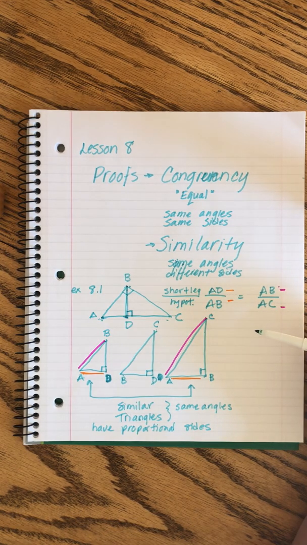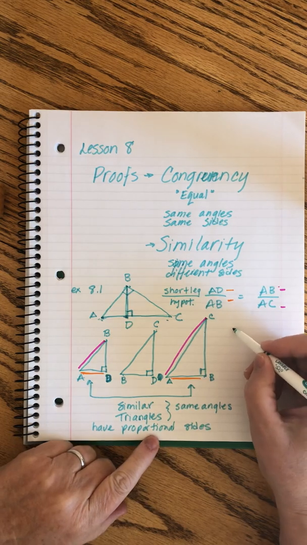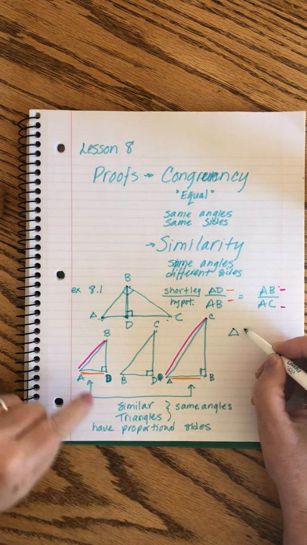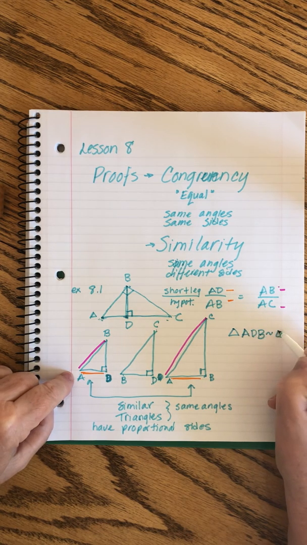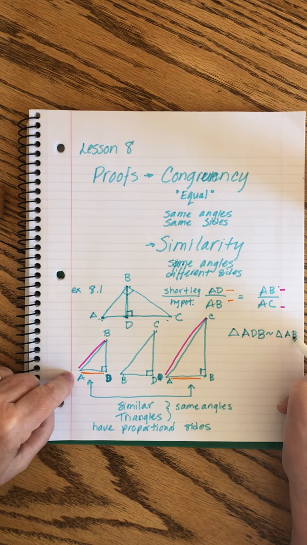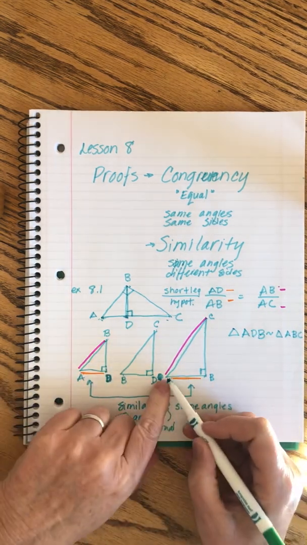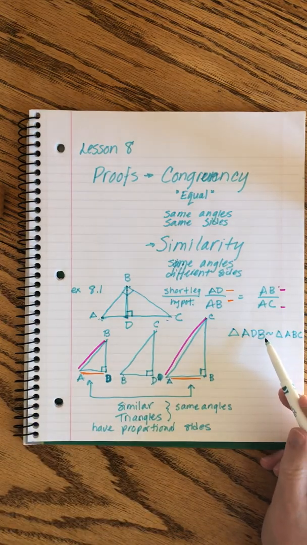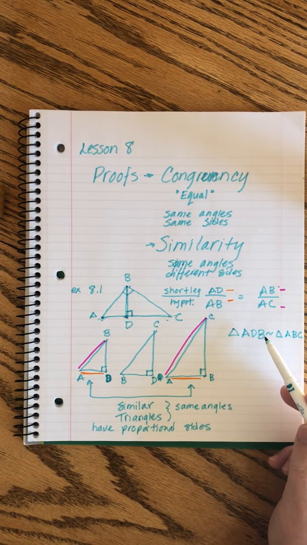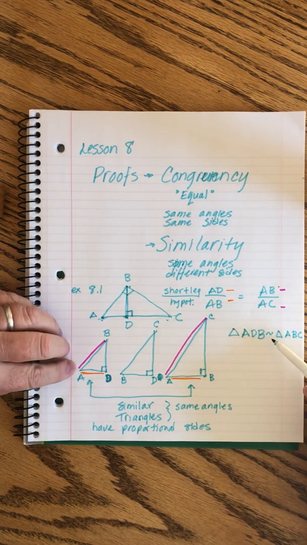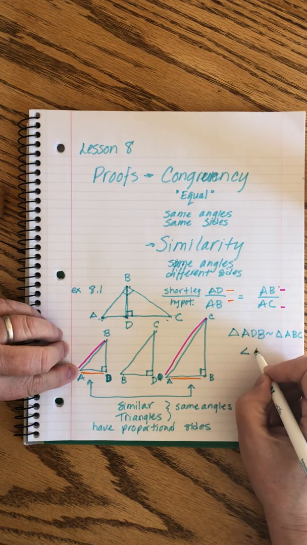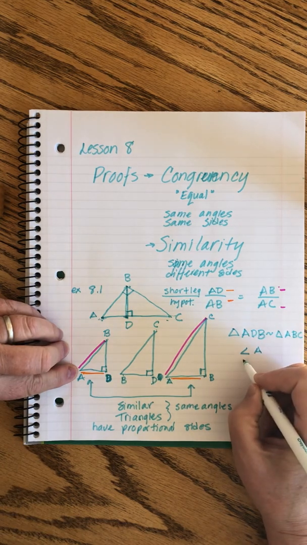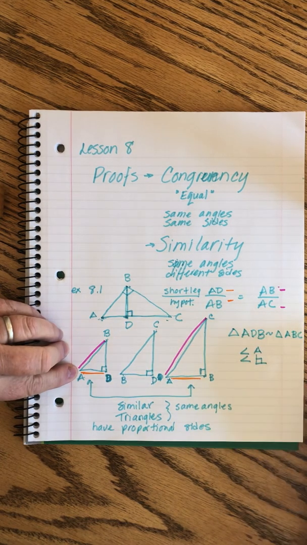Okay? Can we prove that triangle ADB is similar to triangle ABC, right? ADB, ABC. Those are the two. We want to prove that they are similar. And that's what that kooky little thing means. Yes, we can prove that because they share an angle A and they share a right angle, right?